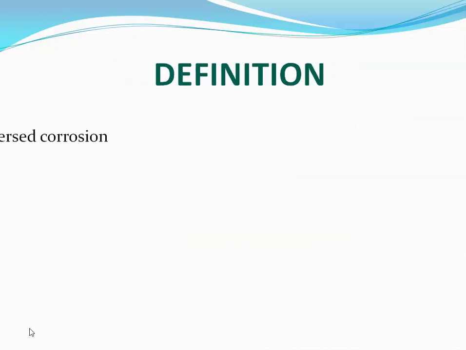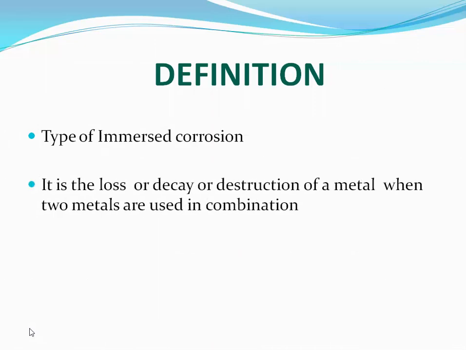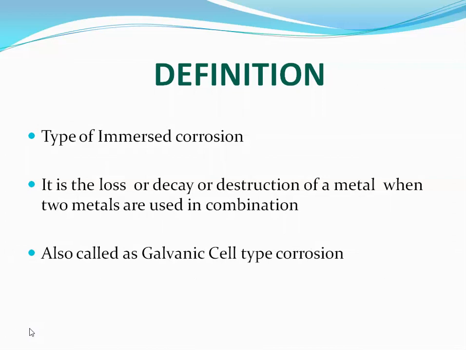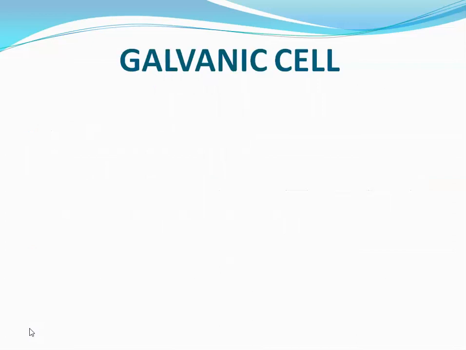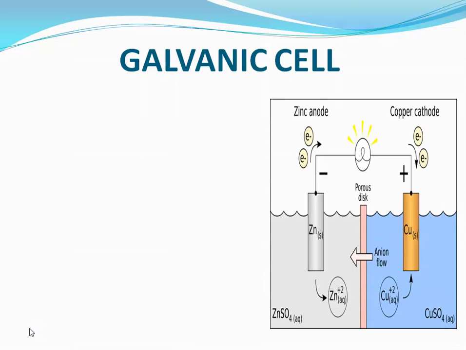So, let us define immerse corrosion. What is it? It is the loss or decay or destruction of a metal when two metals are used in combination. It is called bimetallic corrosion and it is also called galvanic cell type corrosion. Now, before we do that, let us see what is a galvanic cell.